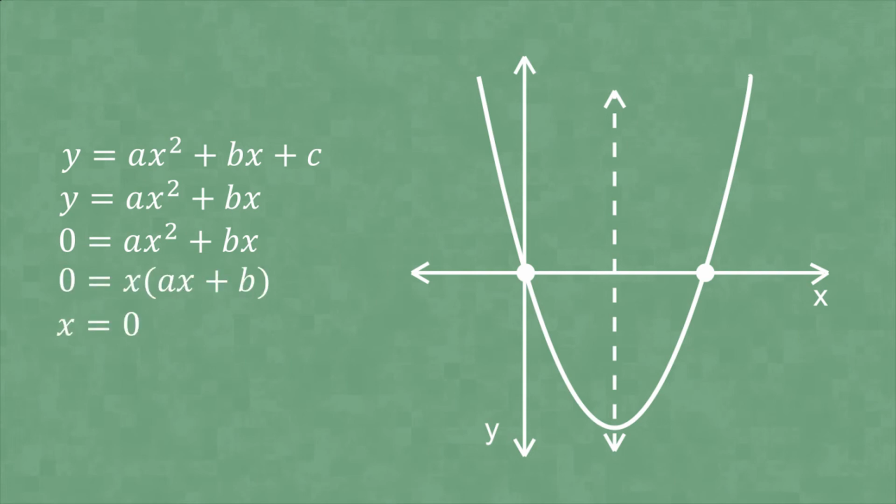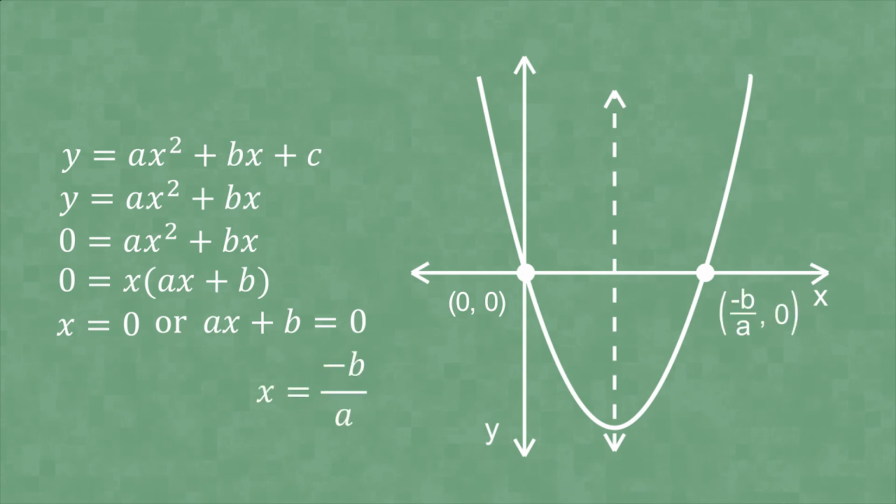When x equals 0, which gives us the x-intercept (0, 0), or when ax plus b equals 0, which gives us the other x-intercept, (negative b over a, 0). So now that we have our 2 points with the same height, we know that our line of symmetry is right smack between them at x equals negative b over 2a. The mystery of the line of symmetry formula has been solved.